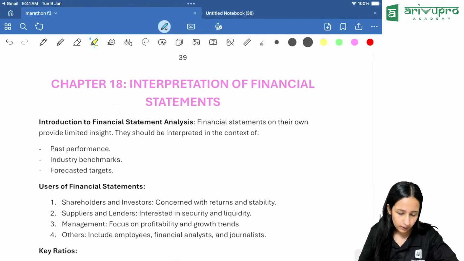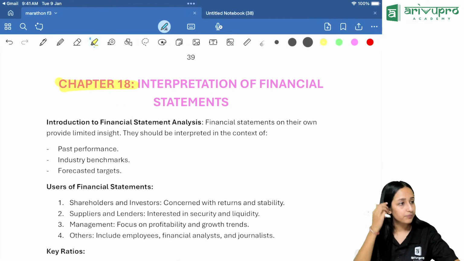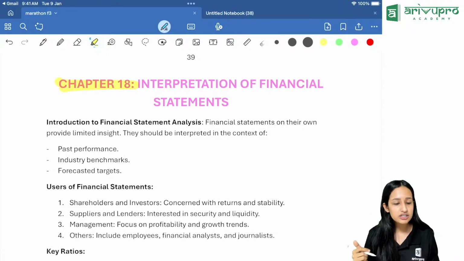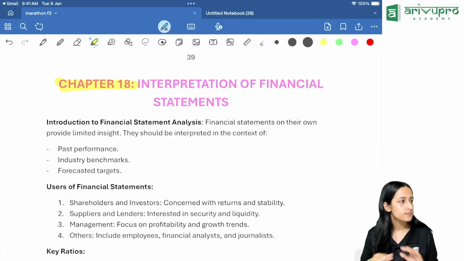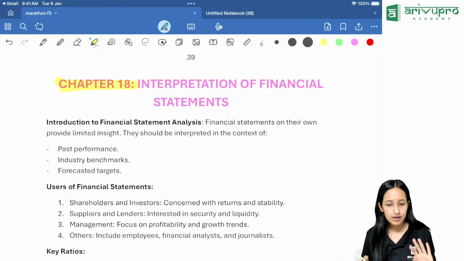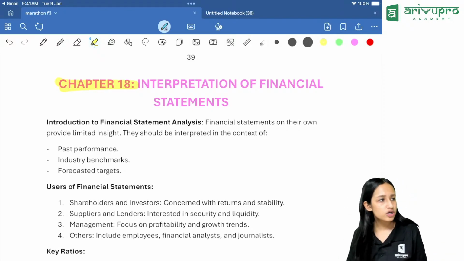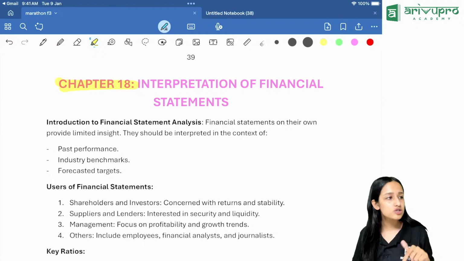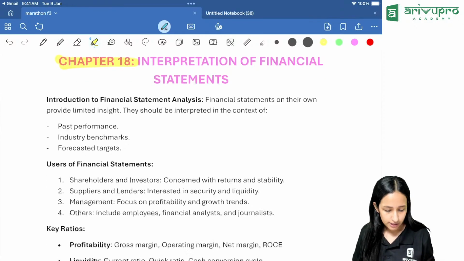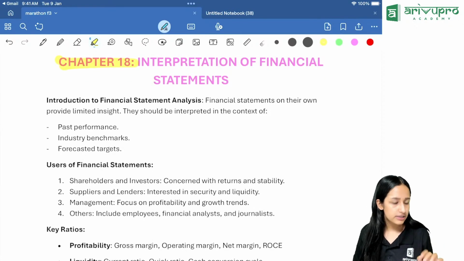Got it? Now, coming to chapter 18, last 3 chapters remaining. 18 chapters all about ratios. Everything about ratios, nothing else. If they ask you question solving based on ratios, this is your chapter for it. Chapter 18, interpretation of financial statements.